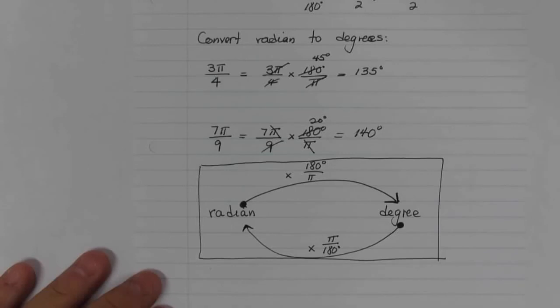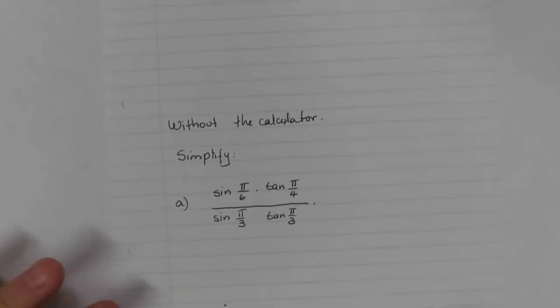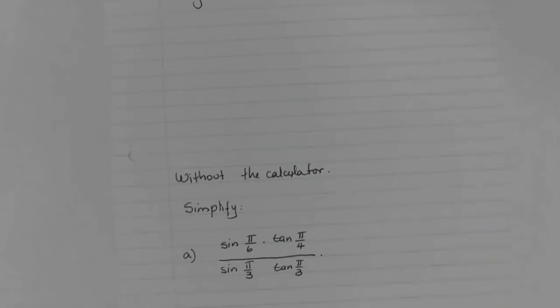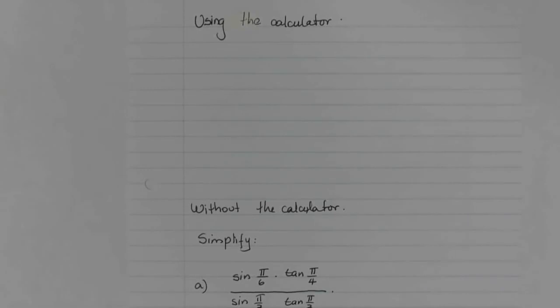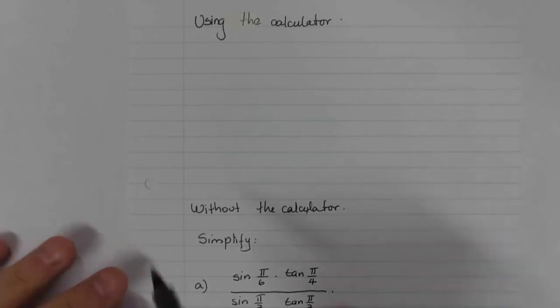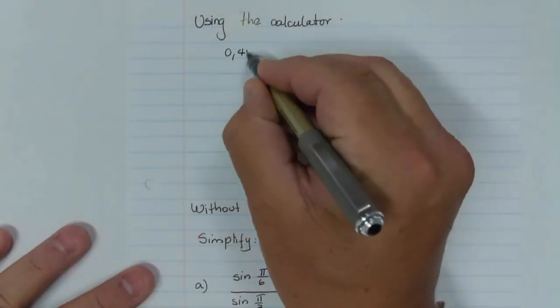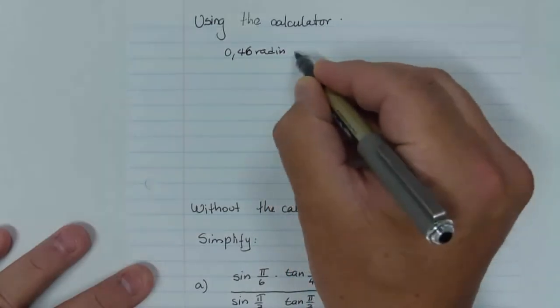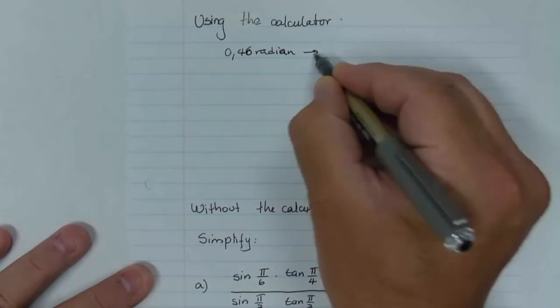So how do we do the conversions using calculators and also without using a calculator in trigonometry? That's coming up. Hang on. We're going to start first with how we can use a calculator to solve problems involving radian measure. Let's say I want to find the equivalent of 0.46 radian in degrees.